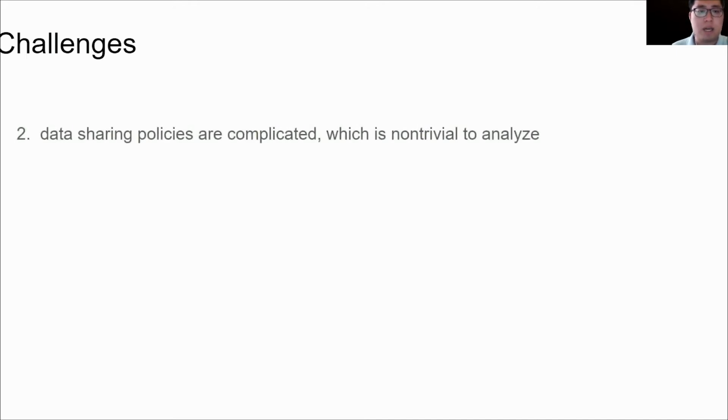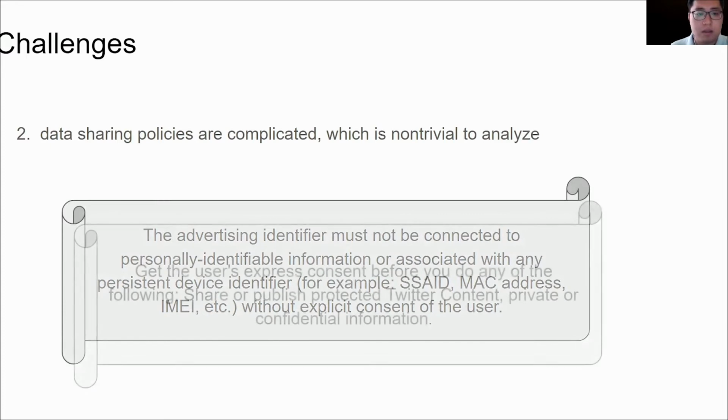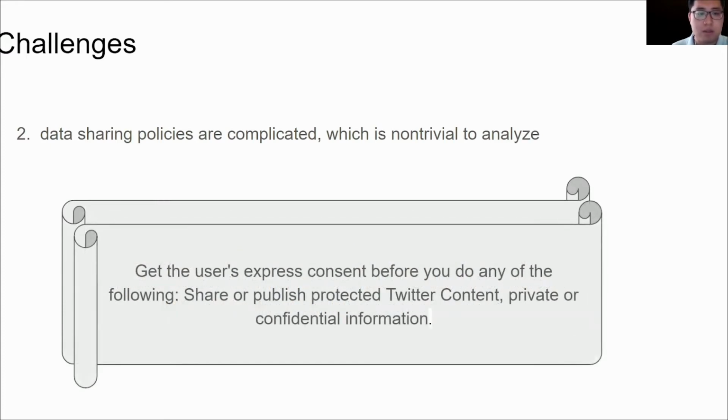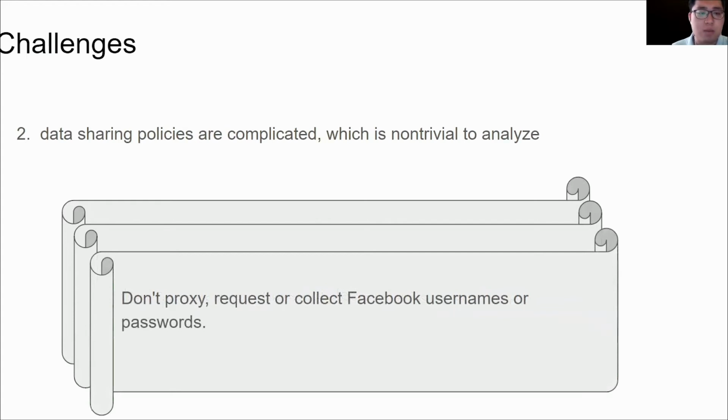More challenging is to recover the data sharing policies from TOS that describe the restrictions on collecting and sharing different data items, which tend to be complicated. For example, Google allows developers to access advertising ID or device ID, but it restricts the collection of those two data items at the same time. It requires developers to obtain users' express consent when sharing protected Twitter content. The Facebook username and password are not allowed to be sent out to the internet by any party.